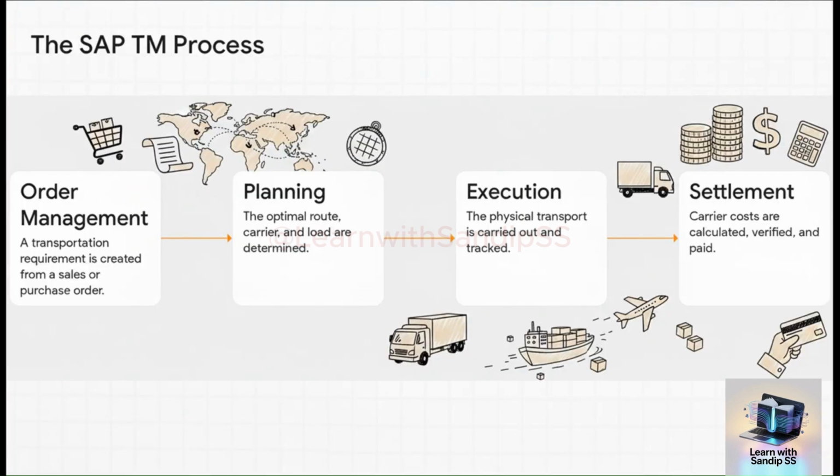You know, at its core, every single shipment follows a pretty simple four-step journey. First, it all starts with order management. Then you move into the really crucial planning phase. After that, it's all about execution, the actual physical movement. And finally, you have settlement, which is basically making sure everyone gets paid. So let's jump in right at the beginning.